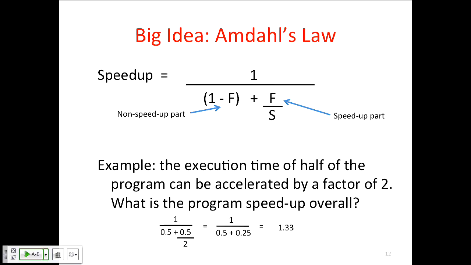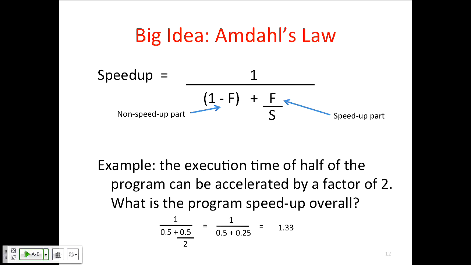So just to run through some examples, to give you some feeling of how bad this is. If execution time of half of your program could be accelerated by a factor of 2, what's your overall speed up? Well, half of it is unchanged, half of it is twice as fast, and so it's 1 divided by 0.75, which is only 1.33, right? So I'd have made half of my program go twice as fast. Overall, it's only 1.33 times faster, okay? So you're really limited by that piece that you didn't speed up.